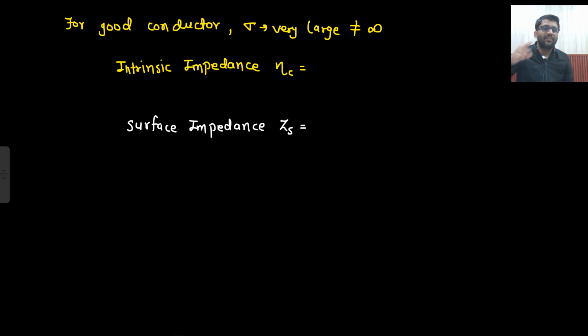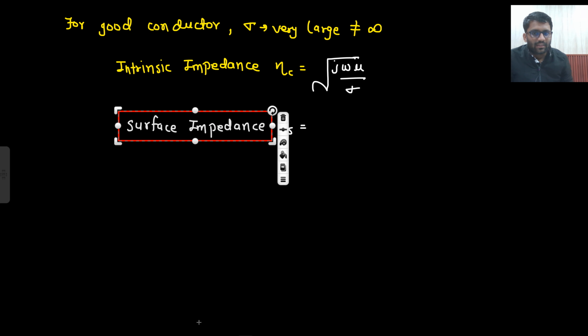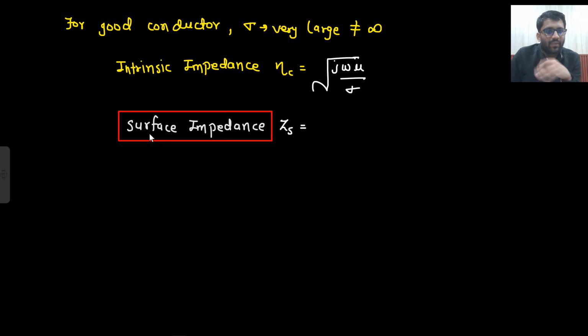But what is the case for a good conductor? The conductivity is very large, but it is not equal to infinity. If conductivity is finite, the intrinsic impedance would be j omega mu upon sigma. This intrinsic impedance has another name, which is known as surface impedance. You need to remember this name. Surface impedance is nothing but the intrinsic impedance only.